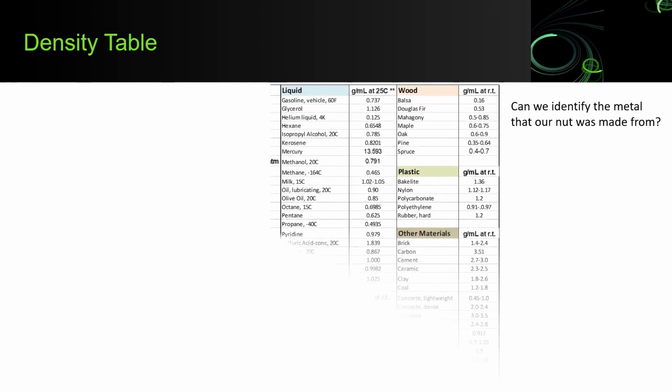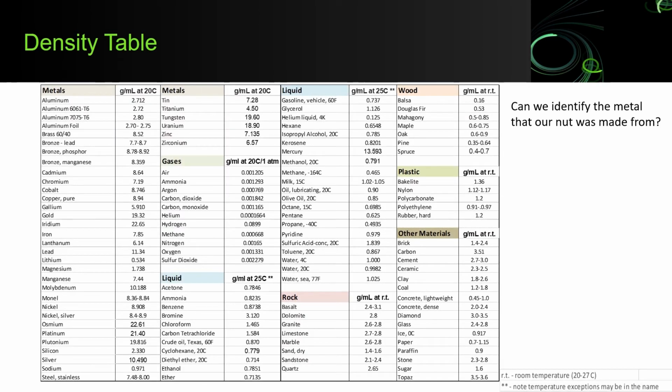Let's do something with the density. Can we identify the metal that our nut was made from using density? Well, to answer that question, we need to measure the density of a wide variety of known substances and identify which ones have densities similar to the nut. On this slide is a very large table of densities for a variety of materials. Again, note that the temperature is also identified.